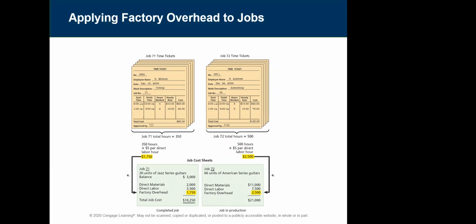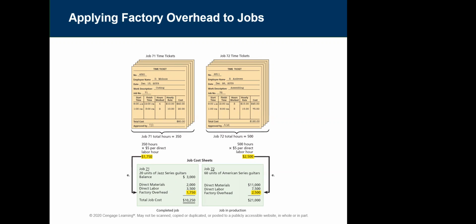So again, all they're doing is showing you, they go to the time tickets, they see how many direct labor hours. There were 350 hours on job number 71. Multiply that by $5 per direct labor hour, and that's how much factory overhead. So this job had direct materials of 2,000, direct labor of 3,500, and factory overhead of 1,750. Plus it had already a beginning balance. So it had a total job cost of $10,250. Job 72 had 500 hours at $5, so they're going to apply overhead of $2,500.